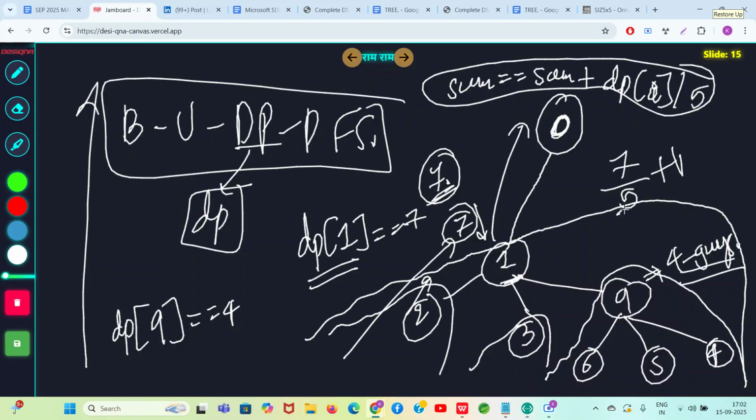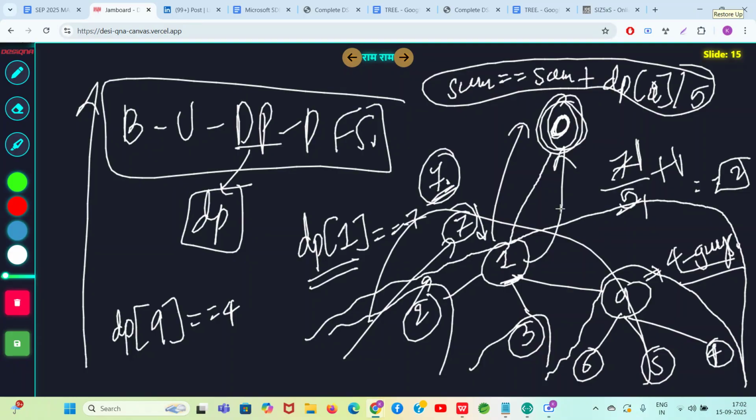So 7 by 5, rough division, will be 5 and 1, so 1 plus 1 is 2. So 2 cars will be needed to transport all these 7 people to node number 0. And this is the best way. Why? Because I have taken all the people in the minimum number of cars to the upward node.